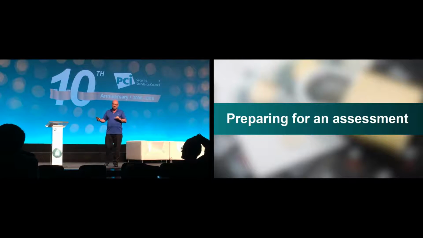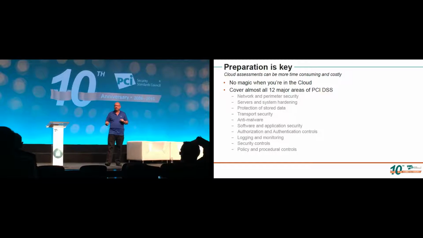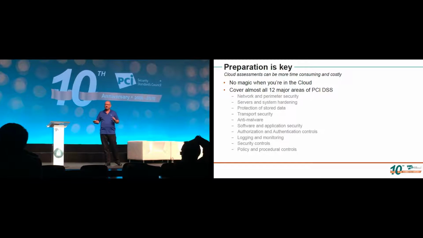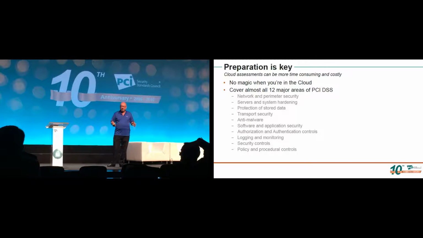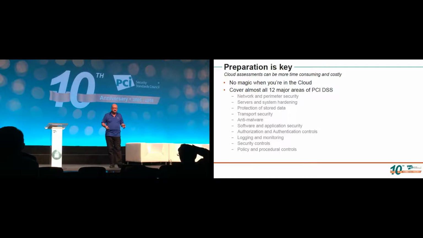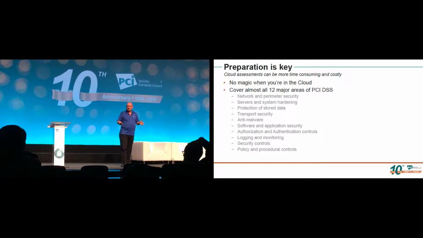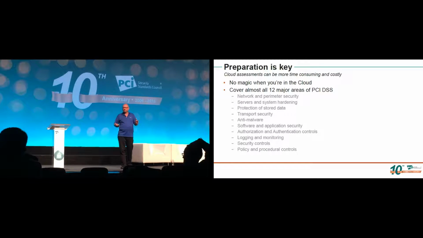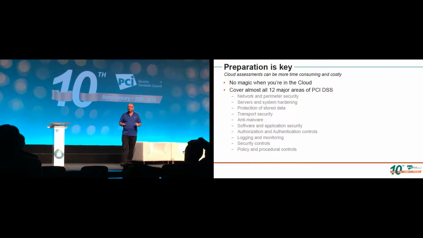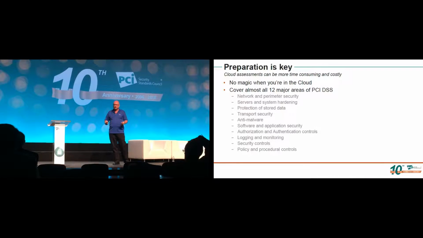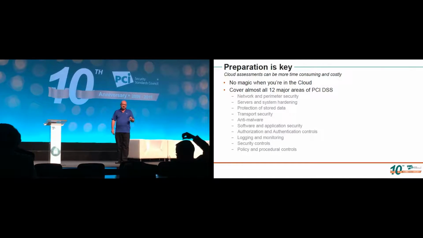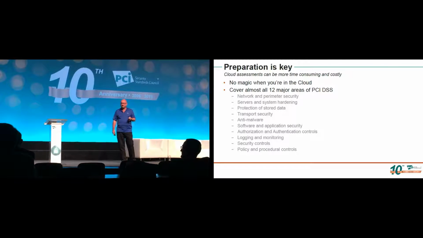When preparing for an assessment, preparation is the key. There's no magic silver bullet for operating in the Amazon cloud. Amazon itself covers almost all the 12 major areas of PCI DSS. So we're looking at network and perimeter security, servers and system hardening, protection of stored data. The one area that's not covered in here is physical security. So physical security is a given with respect to the way Amazon operates. There are several areas where controls must be changed to address the cloud environment. We're going to discuss these in the next few slides.